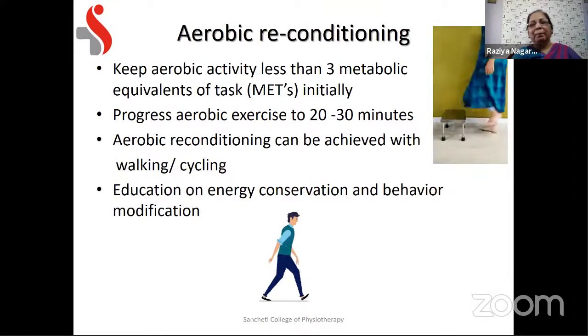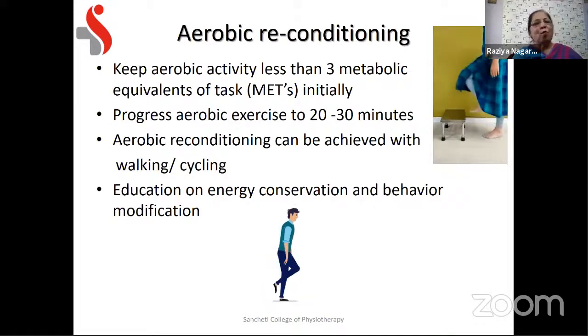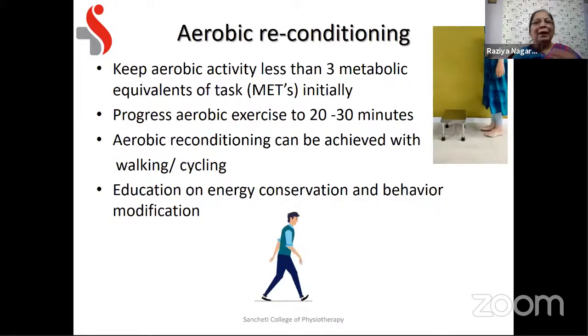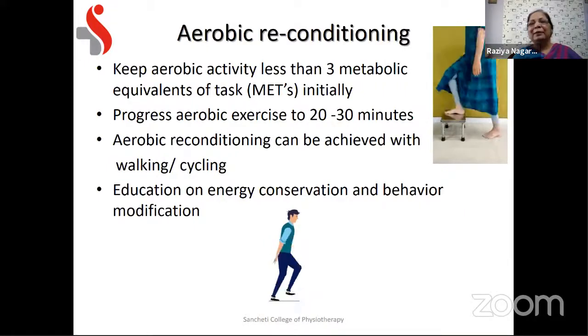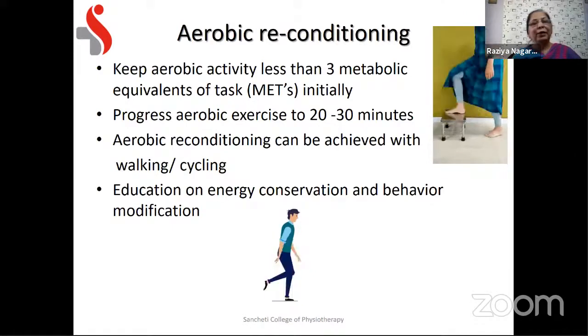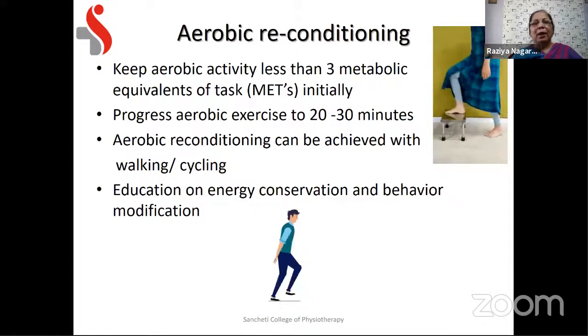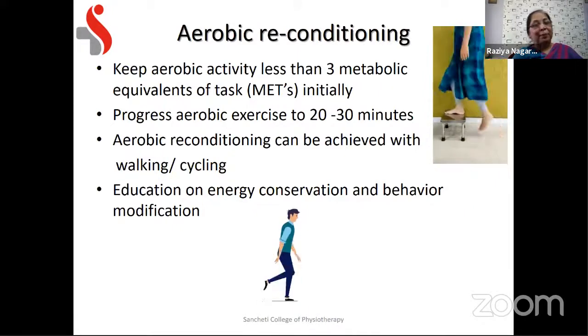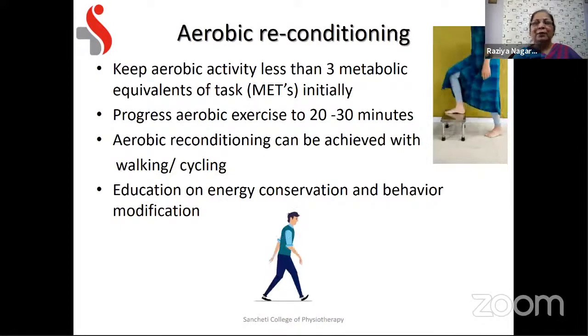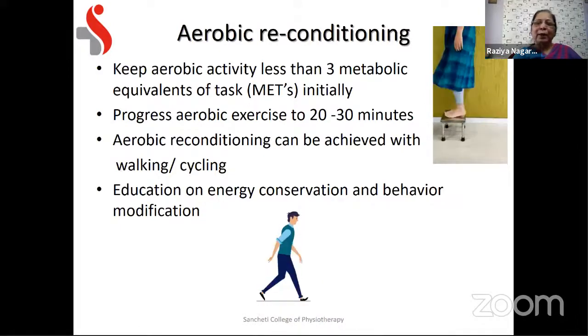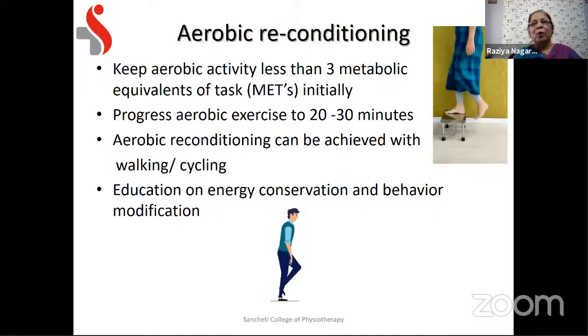Aerobic reconditioning by doing lots of aerobic exercise, depending on the person's ability. As we say, we will assess first what is the capacity of a person, and accordingly we will plan out their exercise program. Progress aerobic exercise, you may start from 5 to 10 minutes and reach 20 to 30 minutes, depending upon the capacity of the person. Walking is the best exercise. If the person has a static cycle, they can use it; the static cycle will help in aerobic conditioning and also improve lower limb strength.